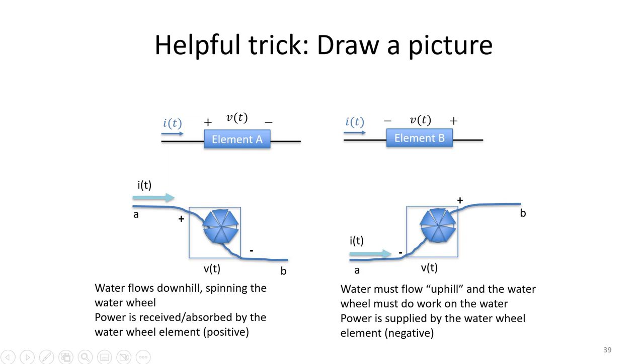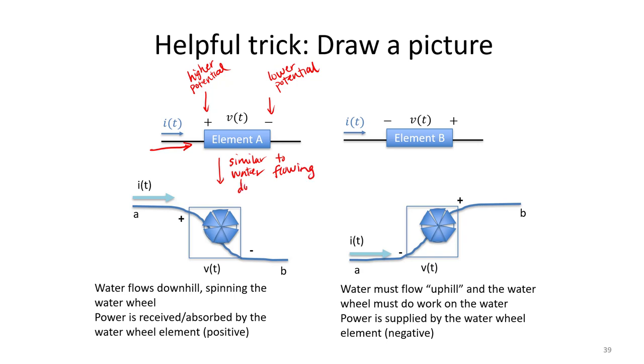In this case, here's a picture that you could draw. Notice that in circuit element A, I'm going from positive to negative voltage. So this is an area of higher potential to negative, which is an area of lower potential. And my current is entering the positive terminal of element A, so that means I'm starting at a higher potential and ending at a lower potential. So this is similar to water flowing downhill through a water wheel.